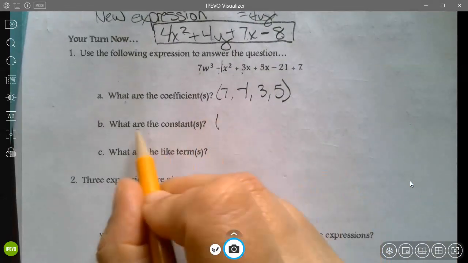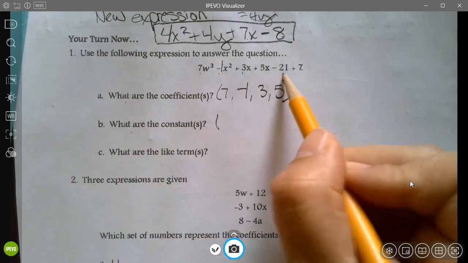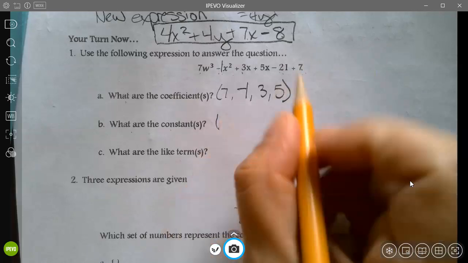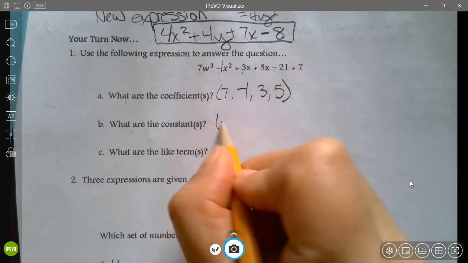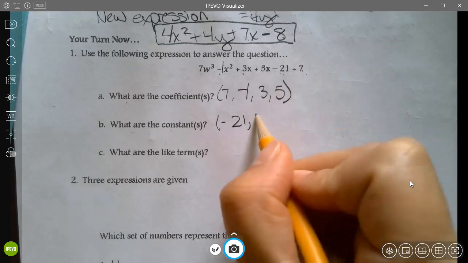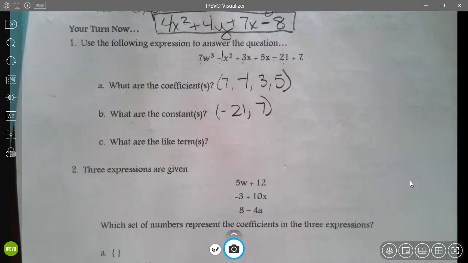Leads us to the next question. What are the constants? Well, the only 2 terms without variables are the last 2. I see a minus in front of that, so it's minus 21. I see a plus in front of 7, so it's positive 7.